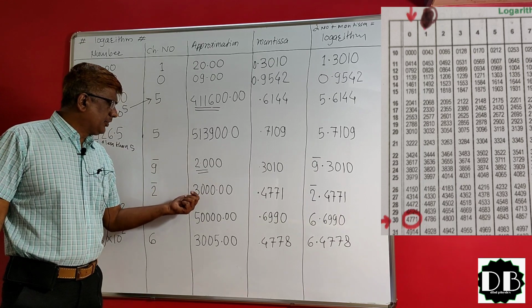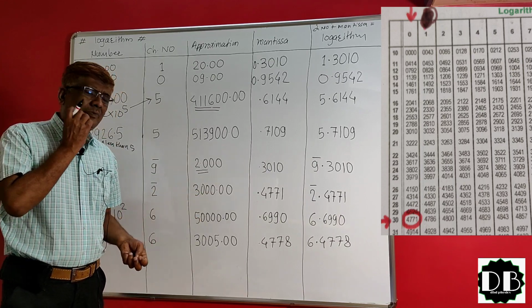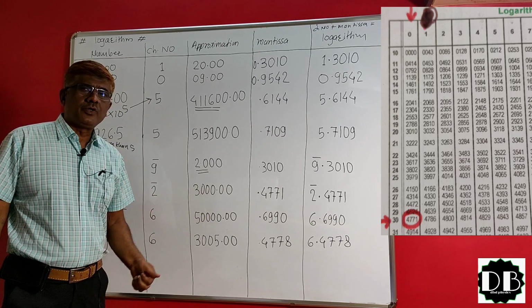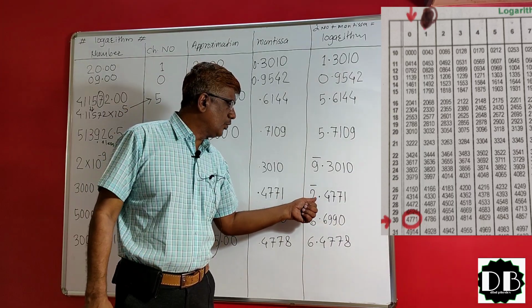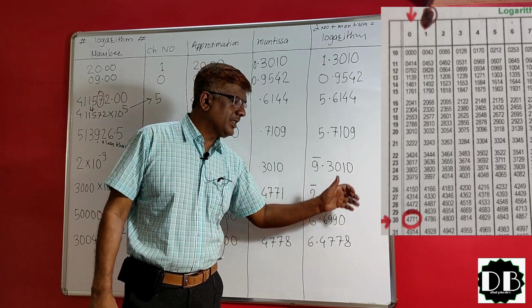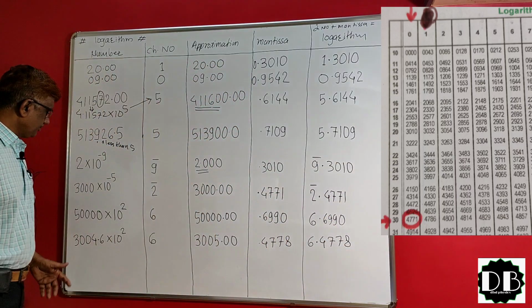Approximation is 3000. Meaningful number is only 3. 30 to 0 is 4771. It is the mantissa. You can check it. Or you can say the characteristic is bar 2.4771, the logarithm of that number.